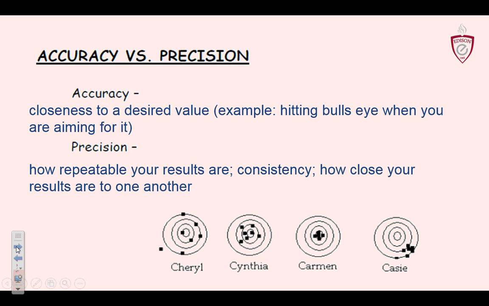But who is both precise and accurate? You got to get a good grouping around the bullseye. There's 1 student for that, and I think you guys can all tell me who that is at this point. So remember, when we deal with taking measurements in a lab, we need to be both accurate and precise. I can't really have one without the other.